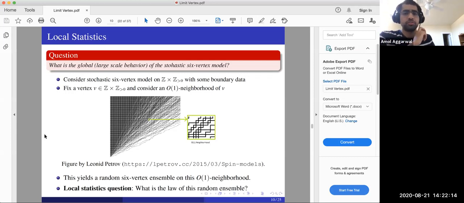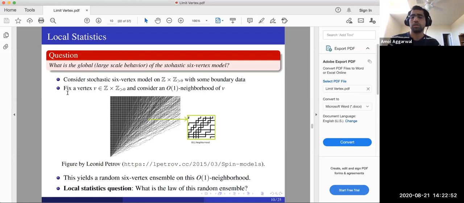So the basic question here is, let's suppose I take the stochastic six-vertex model on some large domain, and let's suppose I take some vertex in this domain. So it's this tiny green spot, which you might not even be able to see. And I zoom in around it. So I take, say, a 10 by 10 neighborhood of that vertex. So I've zoomed that in here. This yields a random six vertex ensemble in that neighborhood, and it's going to be random because the six vertex ensemble was random in the first place.